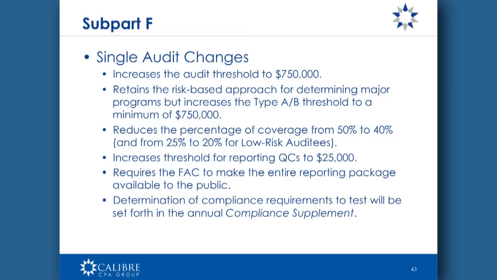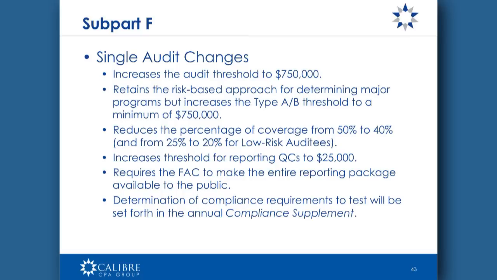Over the years, they've increased the threshold slightly. What they've done here is increase the audit threshold to $750,000 in federal expenditures. That's up from $500,000. So again, if you get under $750,000, you are not subject to the single audit and don't need to have a single audit and don't need to submit the necessary documents to the Federal Clearinghouse.